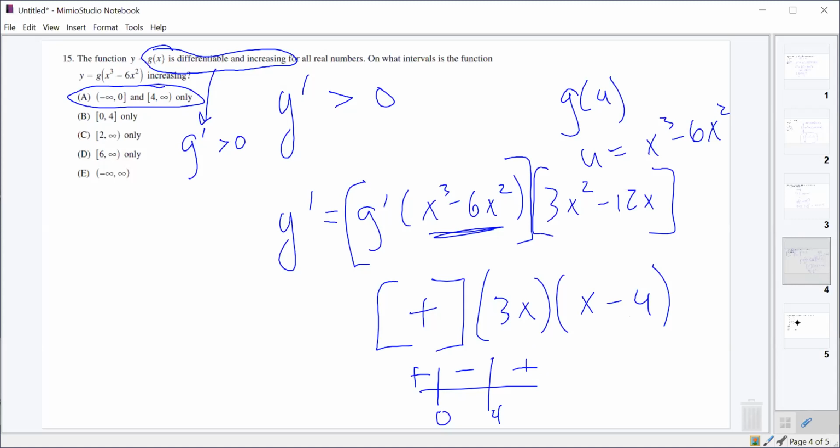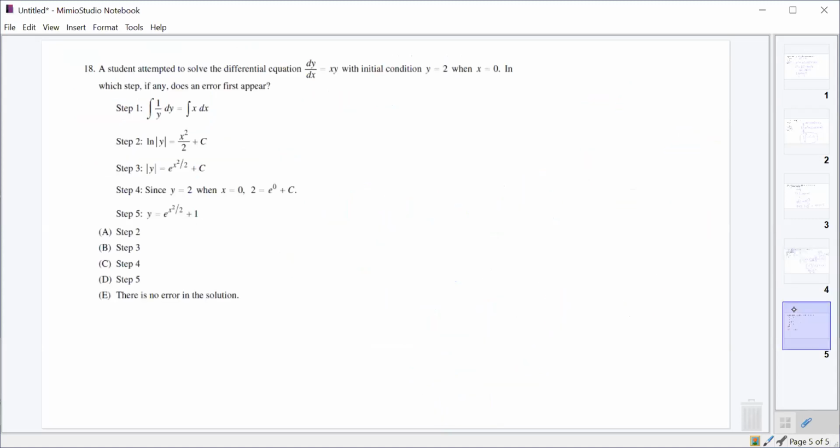All right. We have a student. Uh-oh. It's always bad when a student attempts to solve an equation. So, in which step, if any, does an error first appear? So let's just go through and solve it. We should do dy over y equals x dx if we separate the variables, right? Divide by the y, multiply by the dx, and then we need to integrate both sides.